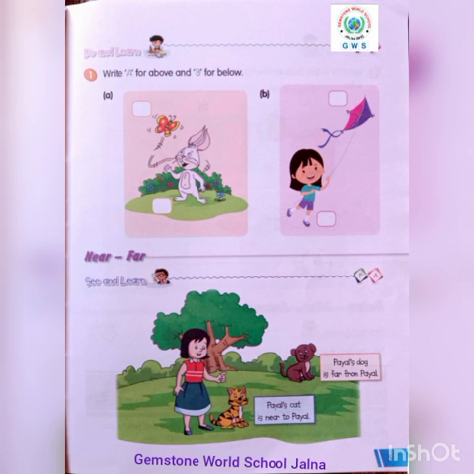Now next is near and far. NEAR, near, FAR, far. Here one girl is given, and with the girl there is a cat and one dog. So Payal's cat is near to Payal and Payal's dog is far from Payal. You can see that the cat is nearer to Payal and the dog is far away from her.